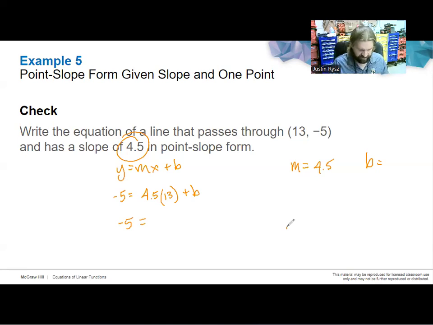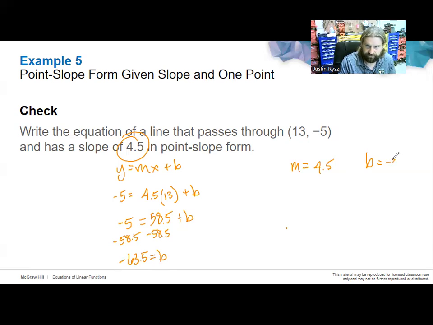0.5 times 13. Probably could have done that in my head. 58.5. All right, we'll subtract that over. That's what, 63.5, -63.5. So that means our equation should be y equals 4.5x minus 63.5.